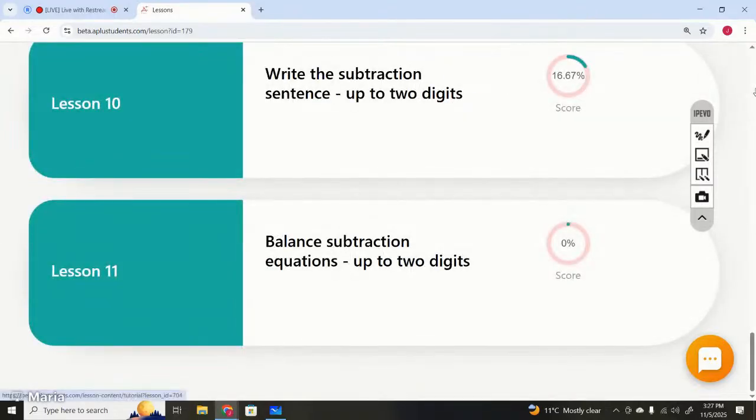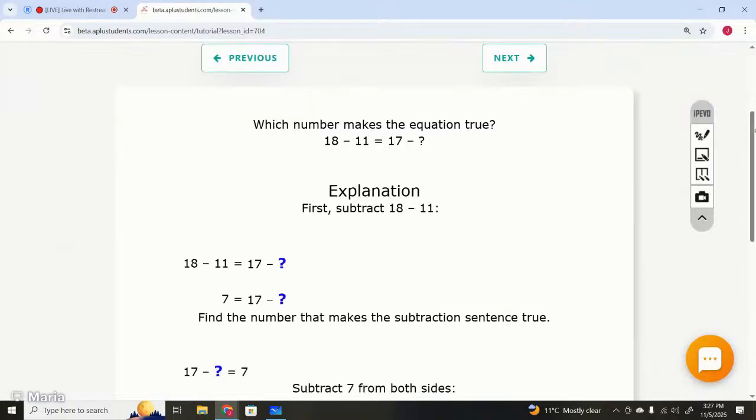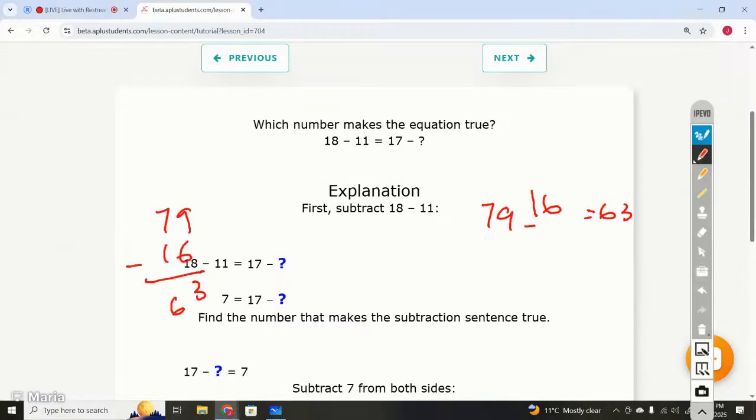The next lesson is balance up to two digits. Which number makes the equation true? 18 minus 11 equals 17 minus the missing number. Solve this side first, where we are given both the numbers, right? Basically, the balancing equation means when you subtract on both sides, the answer is exactly equal.